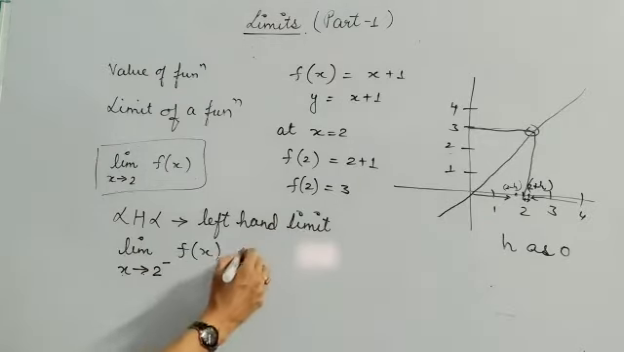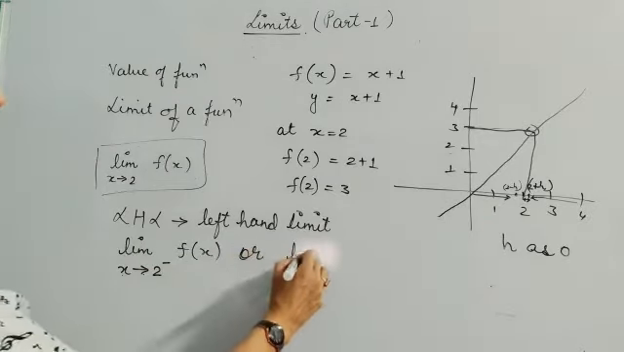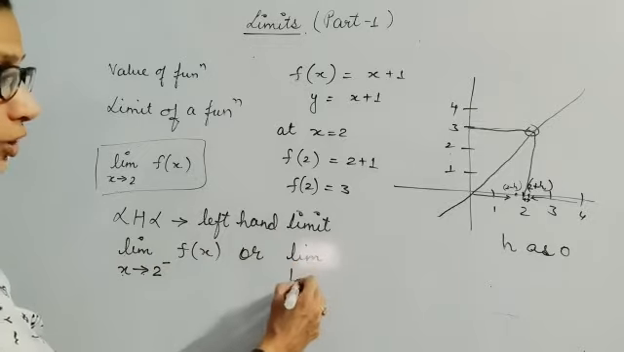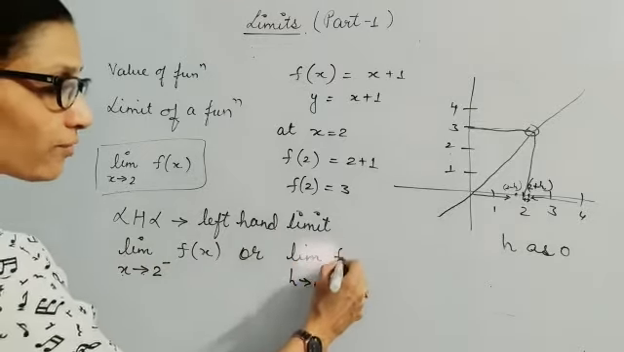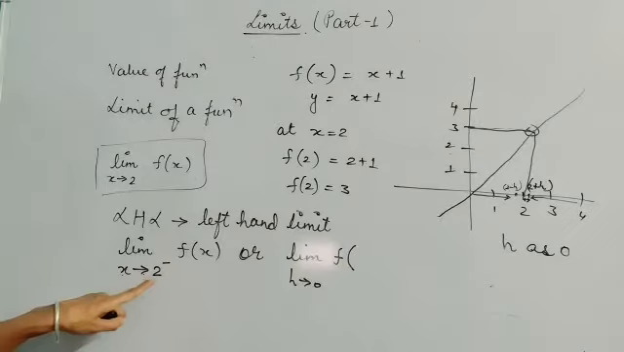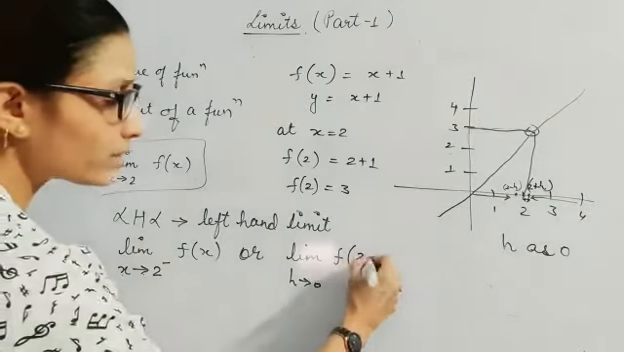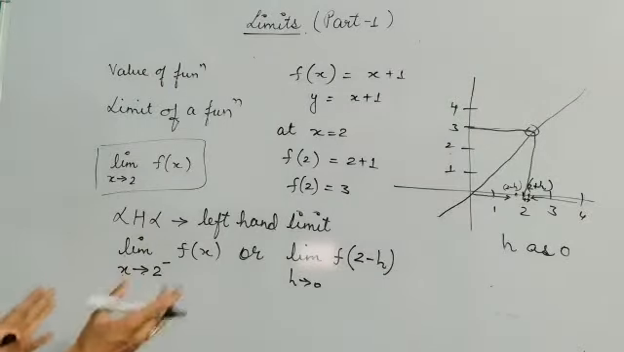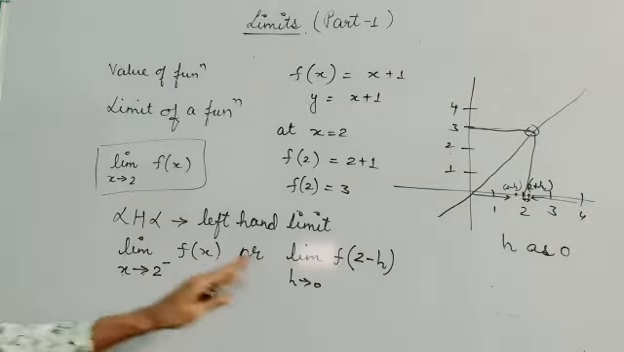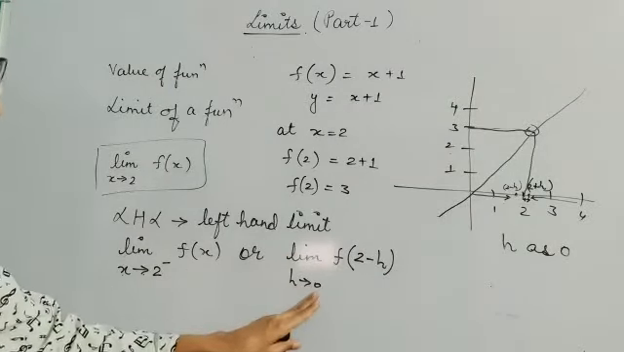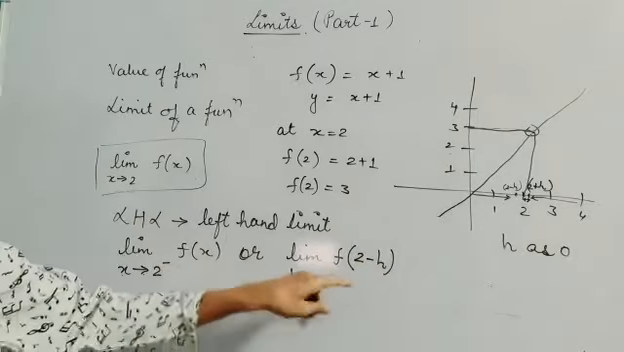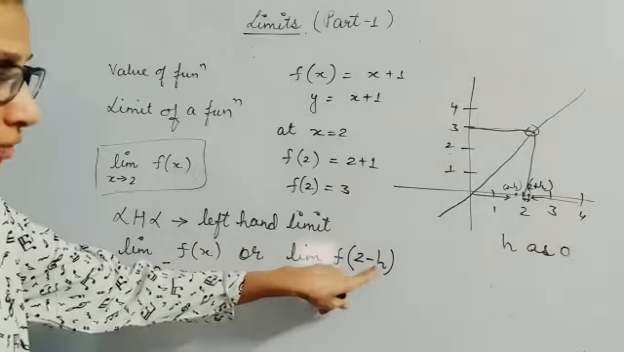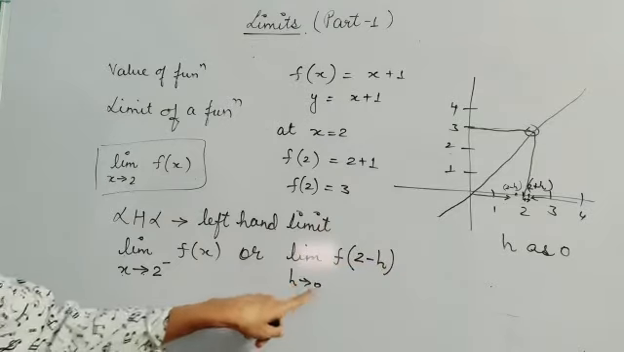Alright. Or you can write it like this, limit h tends to 0 f, and here you will be writing 2 and you are subtracting something from it. So both the ways you can write LHL. Here limit h tends to 0, that means your entire function should be in terms of h when you are writing h tends to 0.